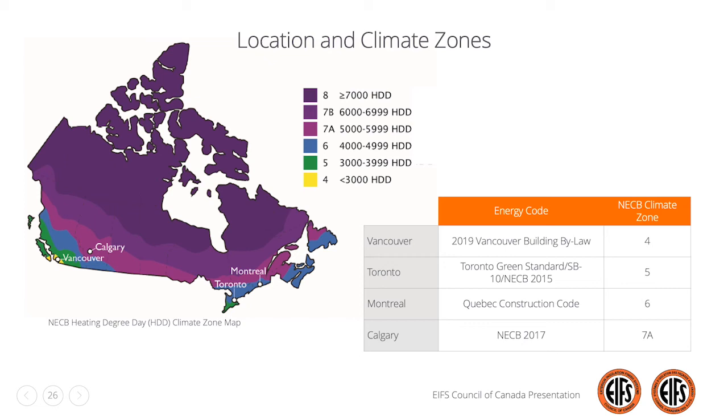Beginning on the west with Vancouver, the applicable energy code is the 2019 Vancouver Building Bylaw. Then moving to Toronto, for a residential building, we look to the Toronto Green Building Standard, SB10, and the National Energy Code for Buildings for our commercial property. In Montreal, the Quebec Construction Code rules the day, and in Calgary, the National Energy Code for Buildings 2017 edition.